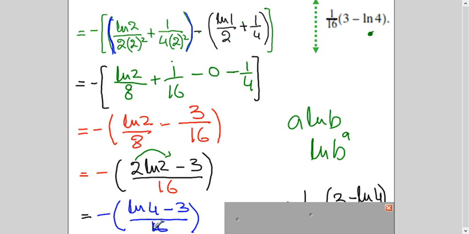Now I can take 1 over 16 out to bring it into this form and multiply this. It will become minus plus is minus, minus minus plus. And I will get the form which is given to me in the question. So this is how we will solve the question.